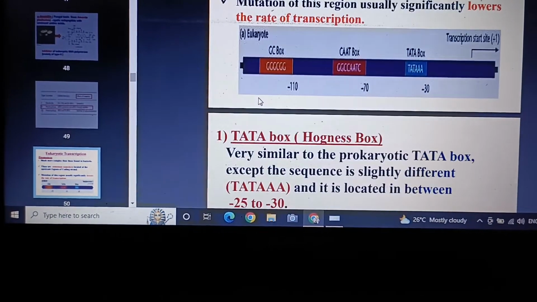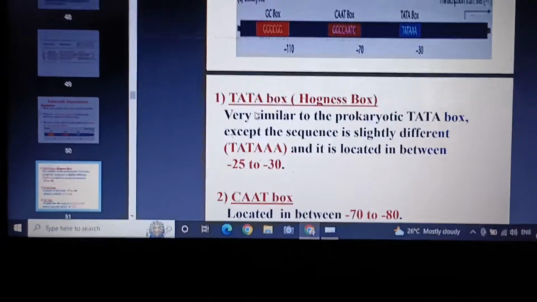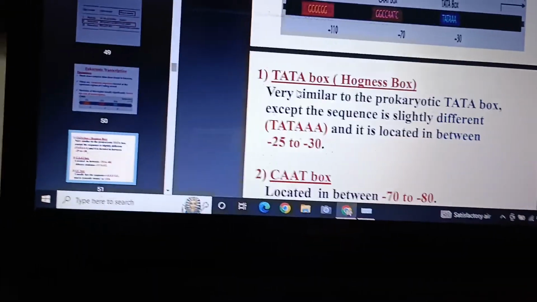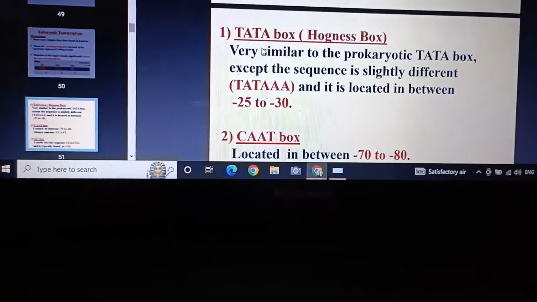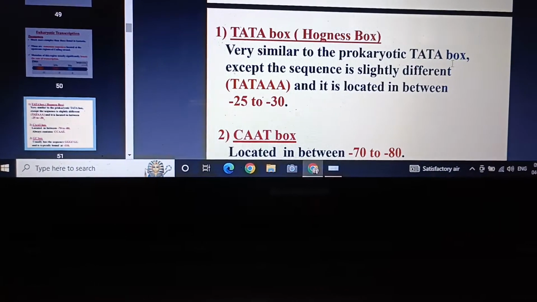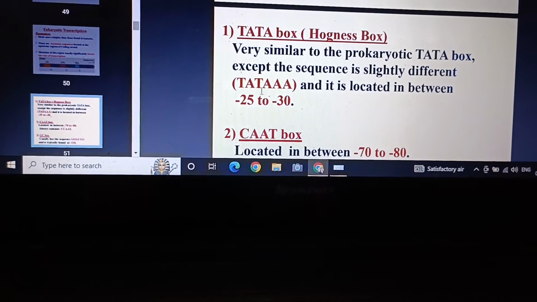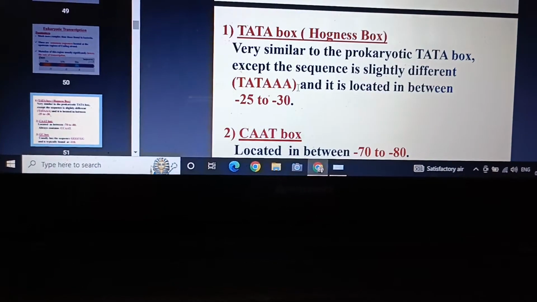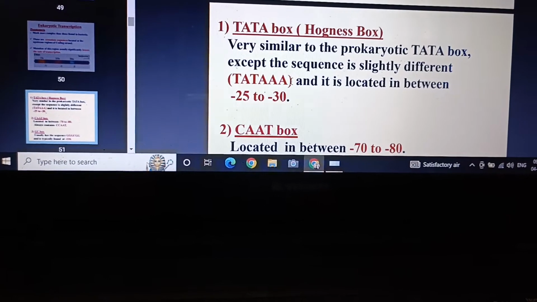Okay, TATA box. What does TATA box mean? It is your promoter sequence here, very similar to the prokaryotic TATA box. Okay, except the sequence is slightly different. So what is present in prokaryotes?